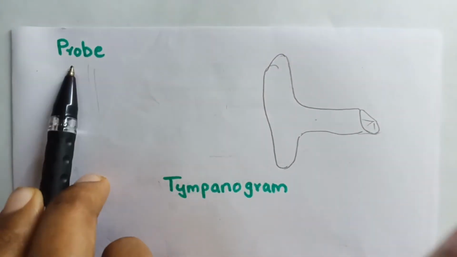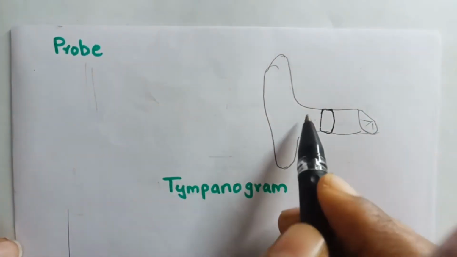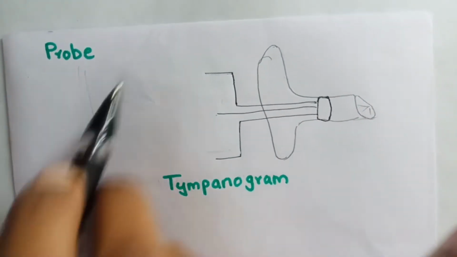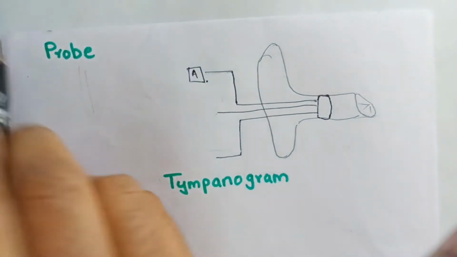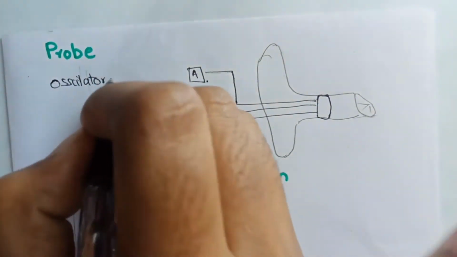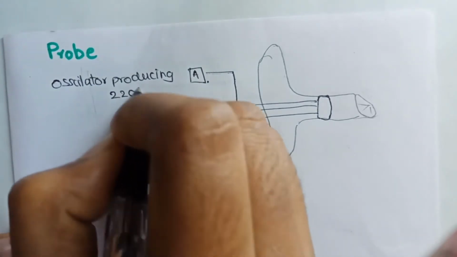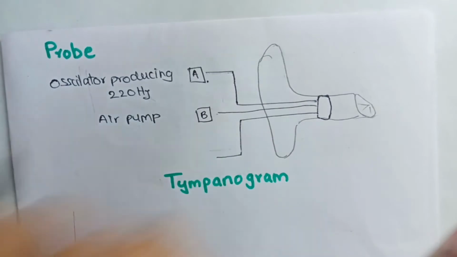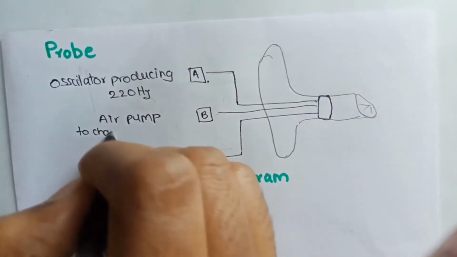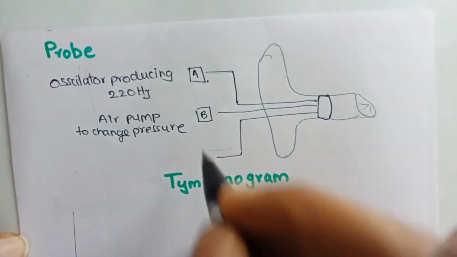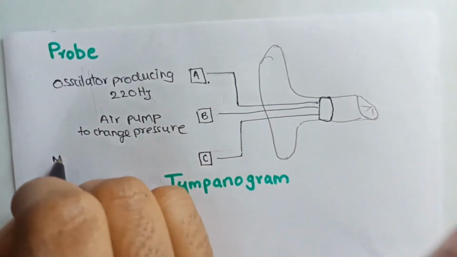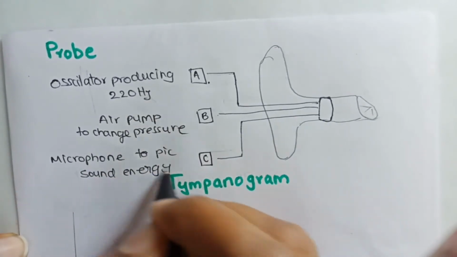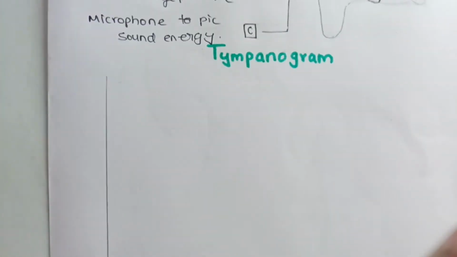Now about the probe which is used for this. So the probe consists of mainly three parts. Let us mark it as A, B and C. For A, we have an oscillator which produces sound at 220 hertz. So this sound is getting reflected and detected. And B, we have an air pump, of course, to change the pressure inside the external auditory canal. And C, we have a microphone to pick up the sound energy that is being reflected. So this is the probe.